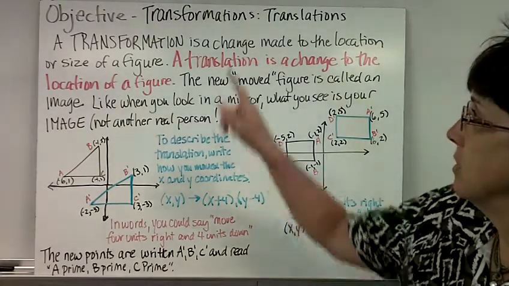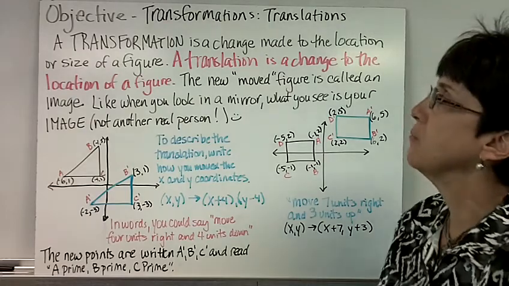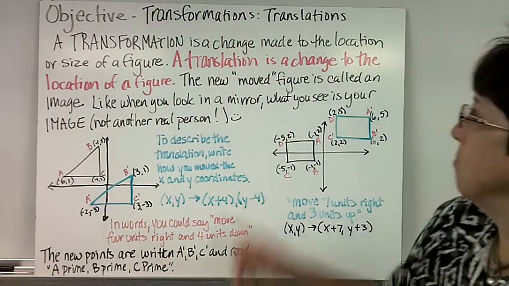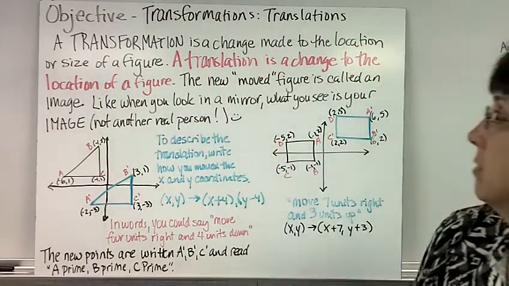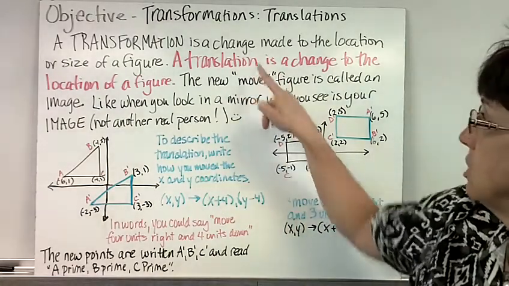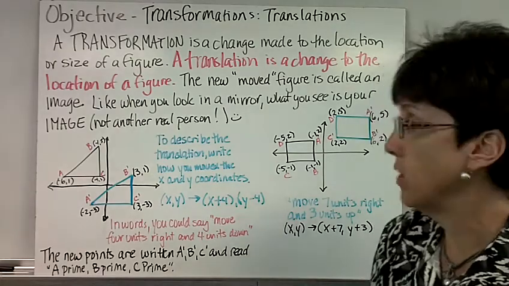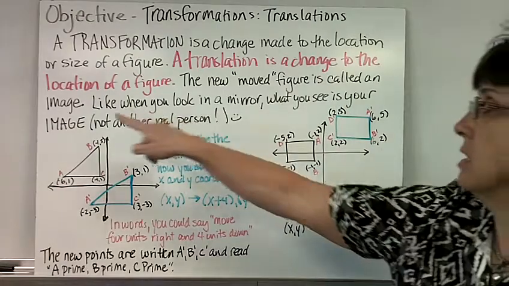Today's objective is transformations, particularly translations. A transformation is a change made to the location or size of a figure. So there are several different types of transformations. A translation is a change to the location of a figure. The new moved figure is called an image.